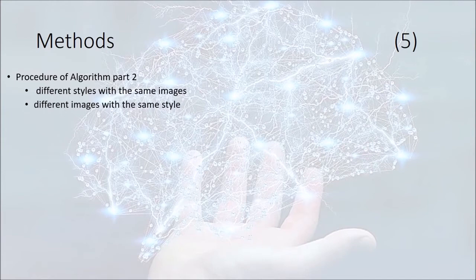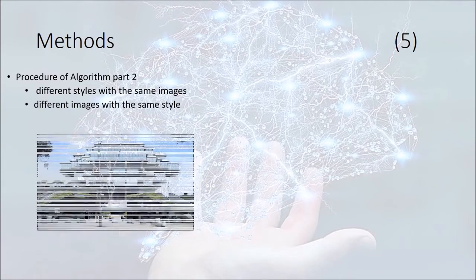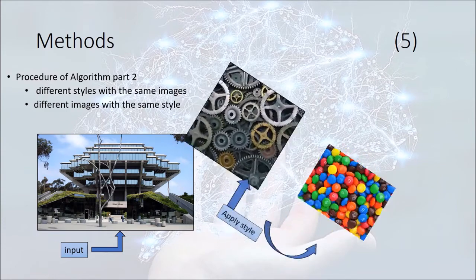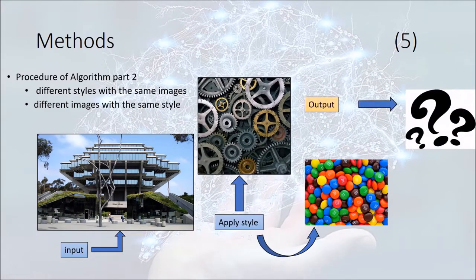Our group wanted to do both different style images applied to the same content image, as well as different content images and applying the same style to them. An input that we chose to work with as our content image was the Geisel library photo. And we wanted to apply these style images to our content image in order to see how the algorithm would create a final output image result.